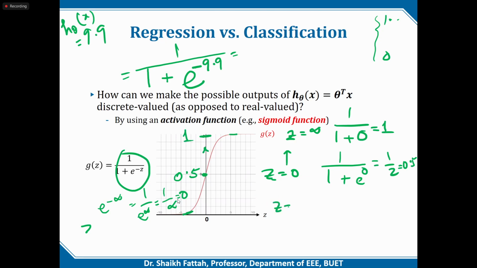Similarly, when you give z equal to minus infinity, there is a minus already here, so minus a minus is a plus infinity. So e to the power infinity is infinity. So here it is 1 by 1 plus infinity, which is 0. You can see now 0.5 could be a threshold. Then you are normalizing the values between 0 and 1.